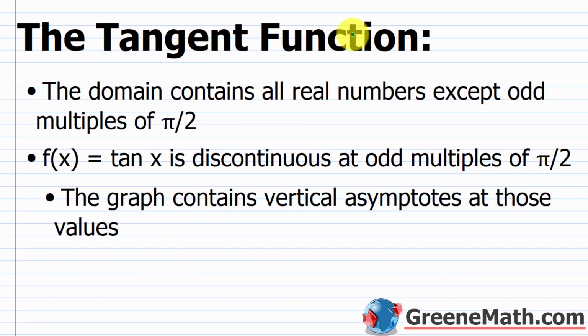So for the tangent function, the domain contains all real numbers except odd multiples of pi over 2. Some books will write that as pi over 2 plus pi n, where n is in the integer. So basically, it's just telling you things like pi over 2, 3 pi over 2, 5 pi over 2, 7 pi over 2. You could also have negative pi over 2, negative 3 pi over 2, and so on and so forth. We have f of x is equal to tangent of x. You could also write y equals tangent of x is discontinuous at odd multiples of pi over 2. So basically, we've seen that the graph contains vertical asymptotes at those values.